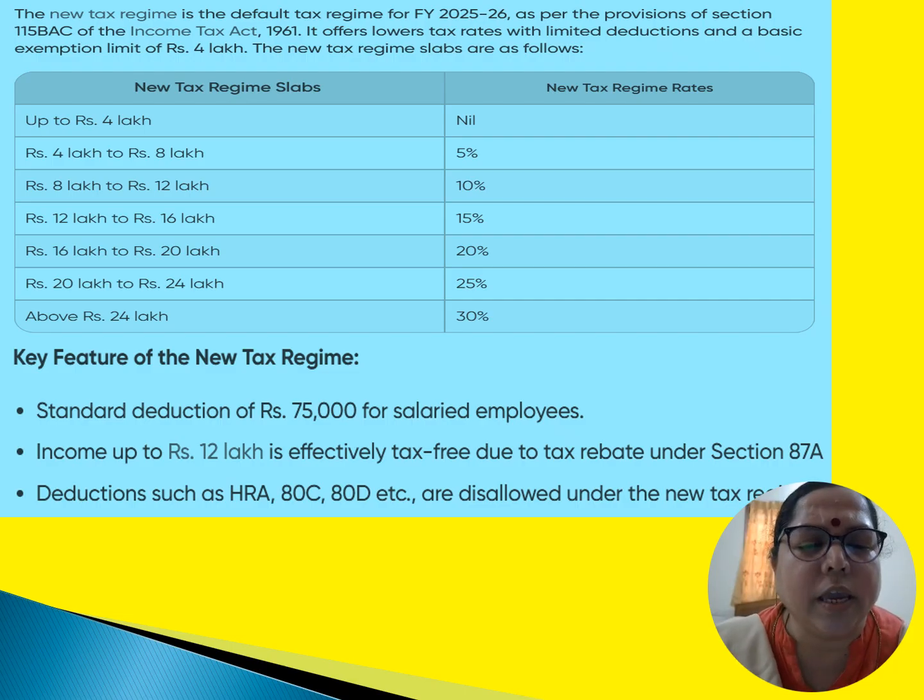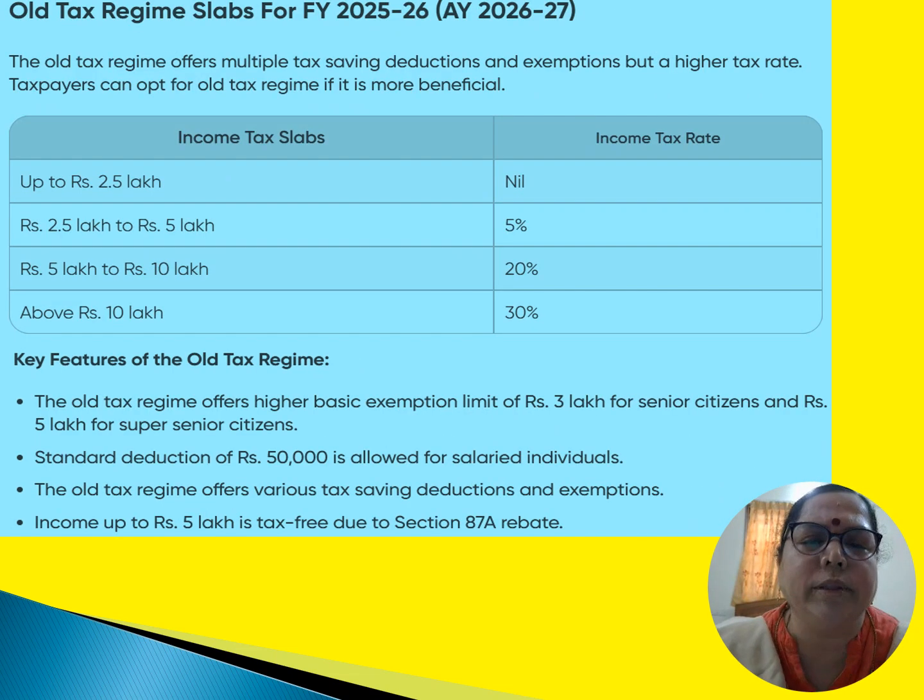Now, what are the key features of this new tax regime? Here the standard deduction of rupees 75,000 for salaried employees is there. Then income up to 12 lakhs is effectively tax free due to tax rebate under Section 87A. Then deductions like house rent allowance or Section 80C, 80D deductions are disallowed under the new tax regime. These are not available for the assessee.